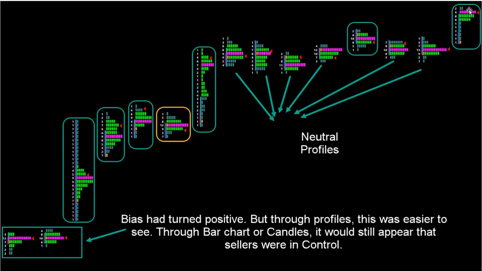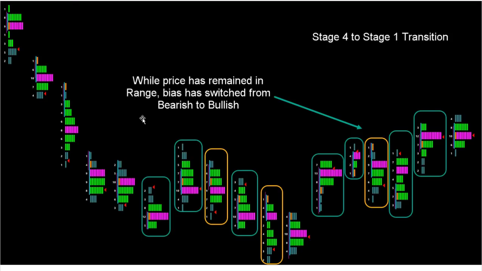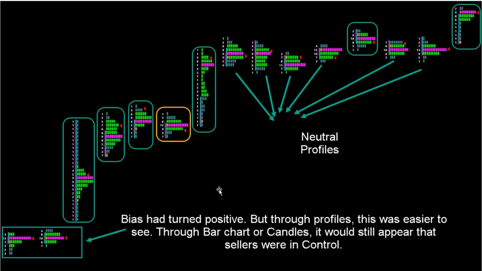I haven't completed this chart or posted further, because I just wanted to demonstrate how important it is to be aware of the stage of a stock, trying to classify individual profiles as bullish, bearish, or neutral, and then fit everything into an overall picture. Be it candlestick charts or bar charts, it would have been difficult to point out who was in control, but through market profile it's pretty easy to judge that.